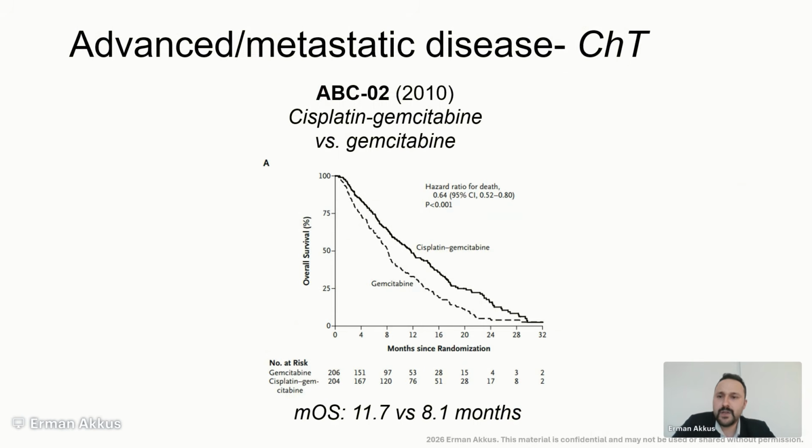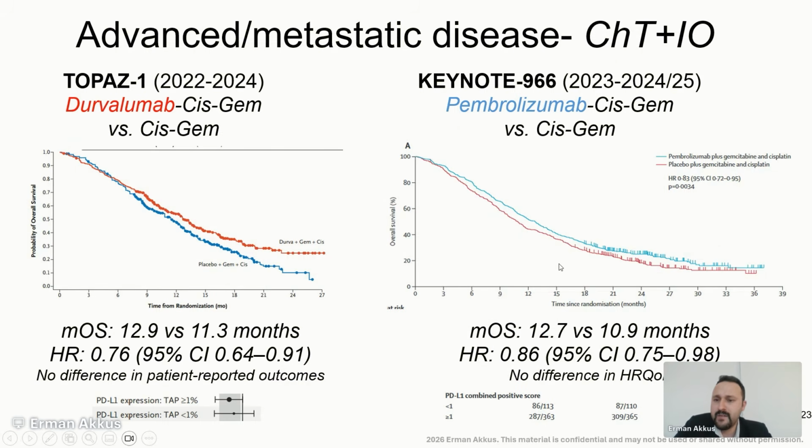So when we move to the advanced and metastatic disease, the standard regimen was cisplatin gemcitabine for years, based on the ABC trial, which investigated cisplatin gemcitabine versus gemcitabine and showed a median overall survival of only around 1 year. But after these long years, we have seen new developments in the metastatic treatment of biliary tract cancers.